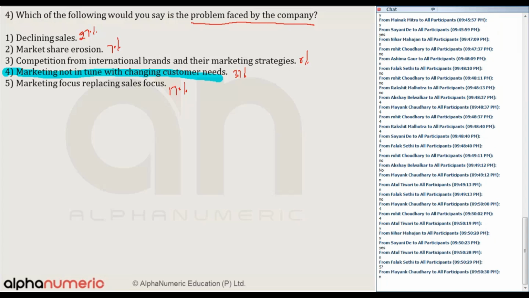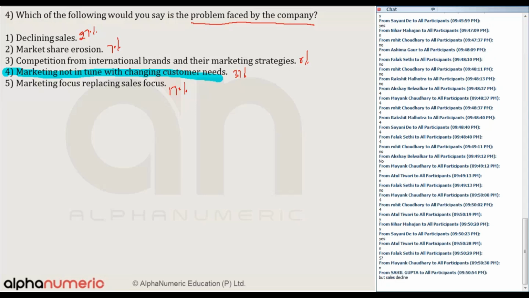Falak is saying also marketing focus replaces sales focus. Is it given anywhere in the passage? I think sales focus probably replaces marketing focus. No, it is not written anywhere like that, Falak. I don't think so, that marketing focus is replacing sales focus.